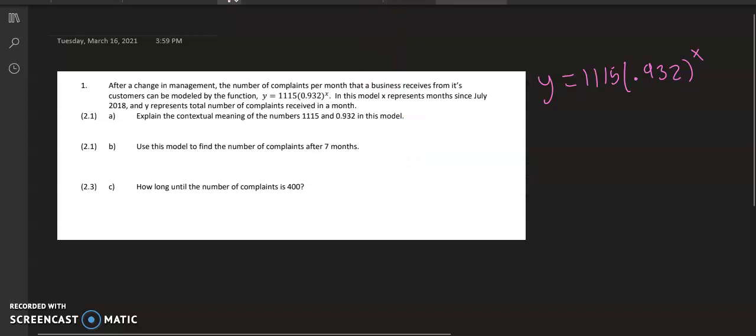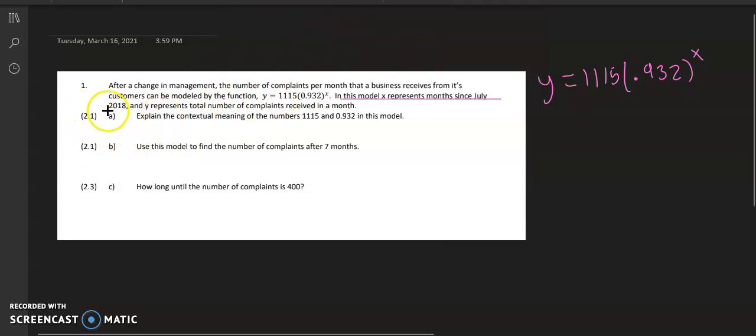So the first question, by the way, this is from a test for one of my assessments that I got in the past, and I thought this would help you. So we're trying to figure out the contextual meaning of it. Here's a hint. In this model, x represents the number of months since July 2018. So that's a good start.